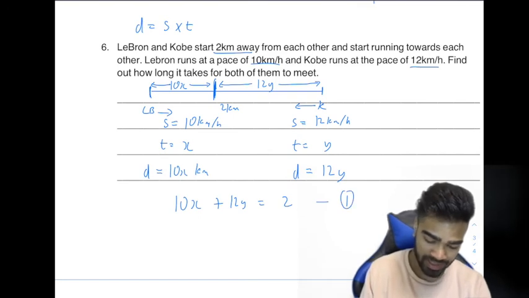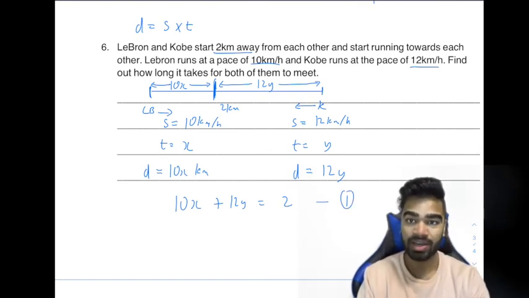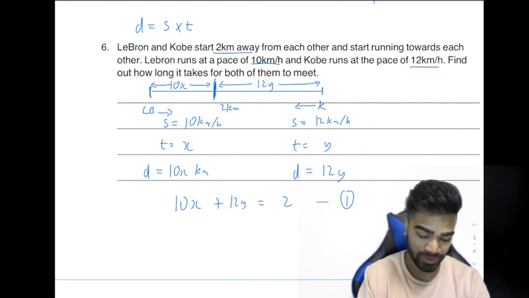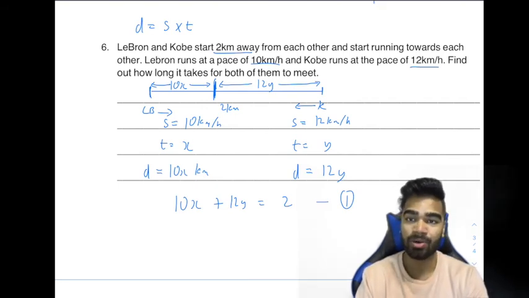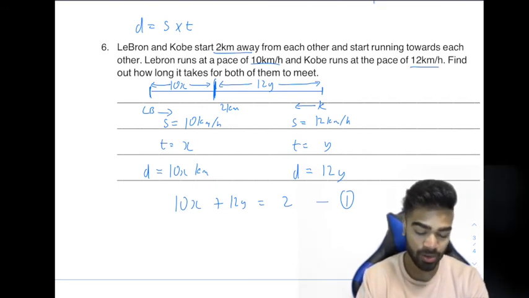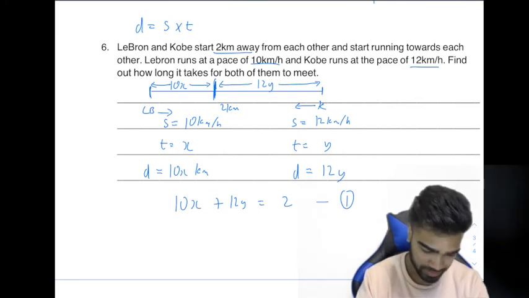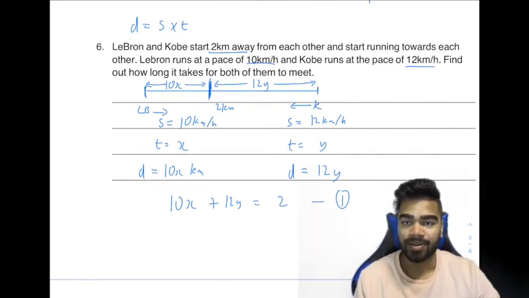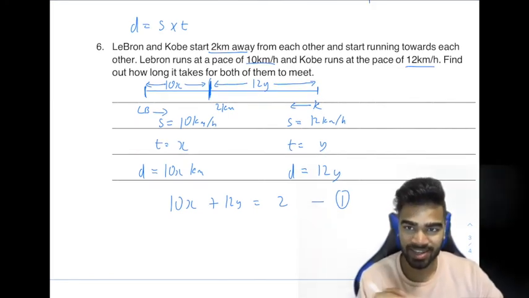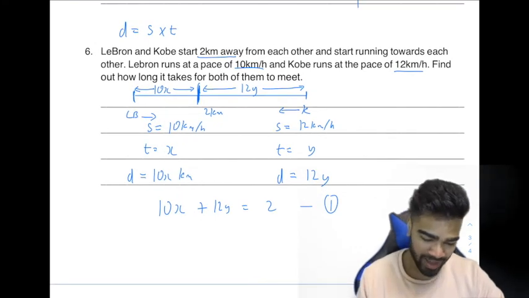Okay, I got you guys started. I want you to pause the video and think about how you're going to get the second equation, because we have 2 variables, we need 1 more equation. I want you to pause the video and tell me, how would you get the second equation? Okay, I hope you got the second equation, guys. It's kind of a little tricky. I haven't really shown it to you yet, but you have to read the question carefully.